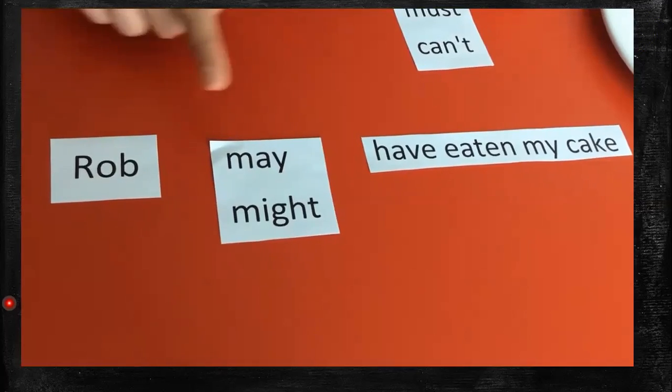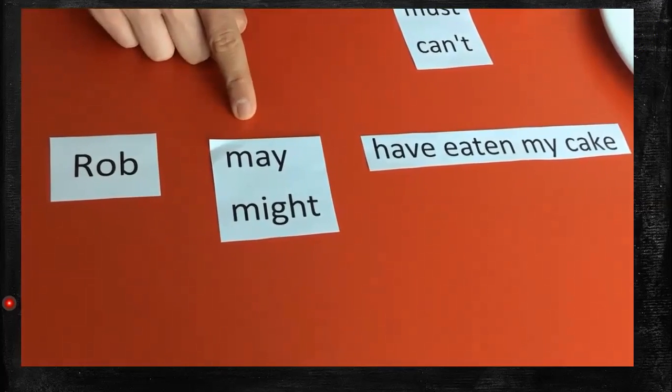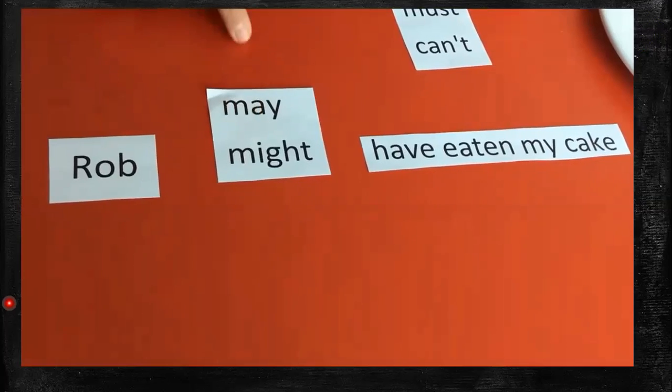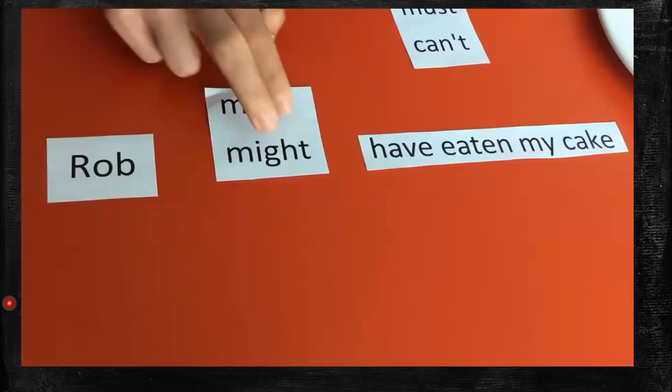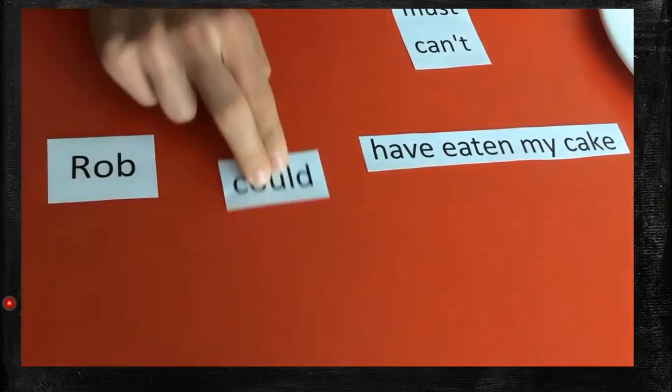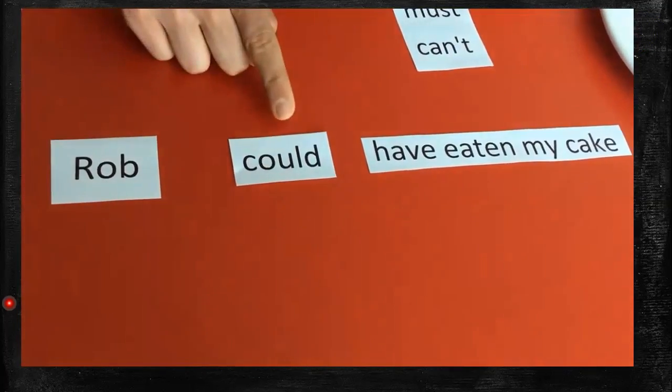Let's make it less certain. Rob may have eaten my cake. This means it's possible. Maybe he did, maybe he didn't. I'm not sure. And the same for might. Rob might have eaten my cake. Finally, at the lowest level of confidence, meaning this is possible, but I'm not 100% sure at all, Rob could have eaten my cake. But that's not true, because Rob must have eaten my cake.